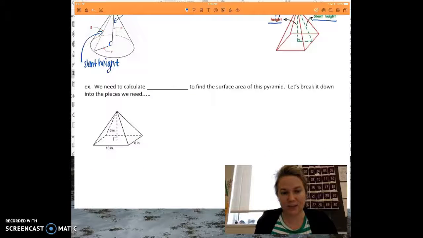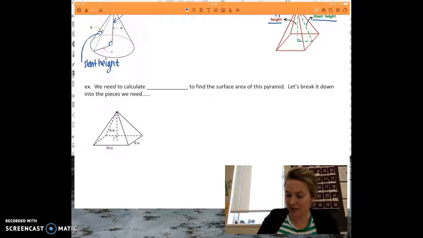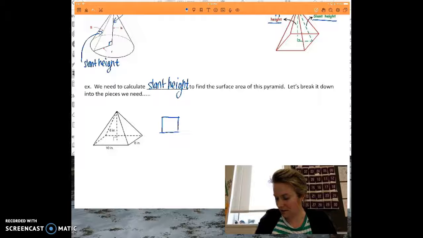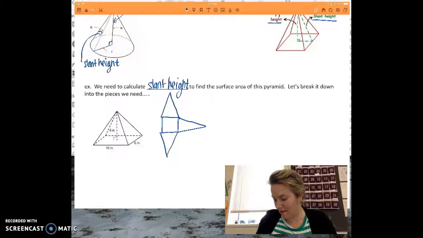So let's take a look at an example. We need to calculate the slant height in order to find the surface area of the pyramid. So let's break it down into what we need. Let's think about making this into a net. If I unfold it, it looks like that. And you can see here, this is 10 inches. This is 8 inches. And the height is 6 inches.